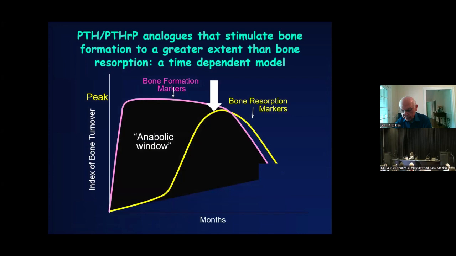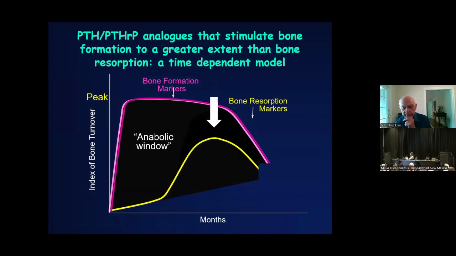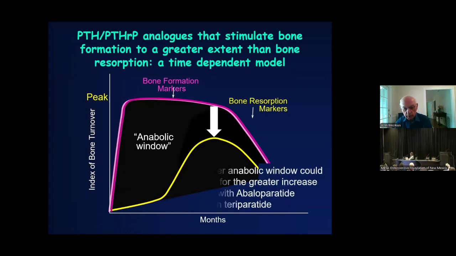So if you want to go back to this cartoon, you may not agree with me, but this anabolic window shown here for teriparatide, with similar effects on bone formation with both of these ligands, but different effects on bone resorption, abaloparatide not having as great an effect, you could argue that abaloparatide is giving a wider period for bone formation.